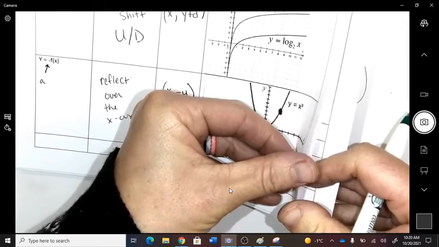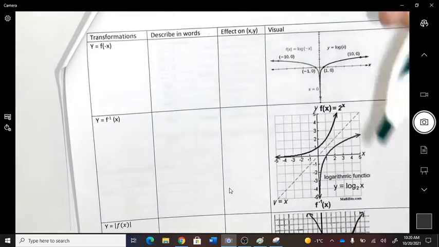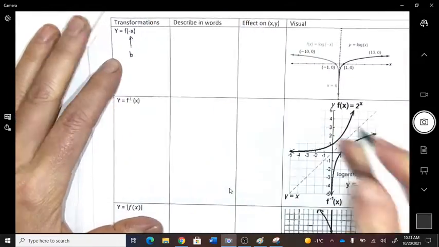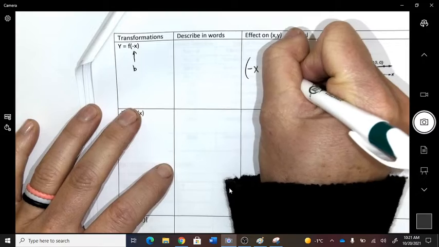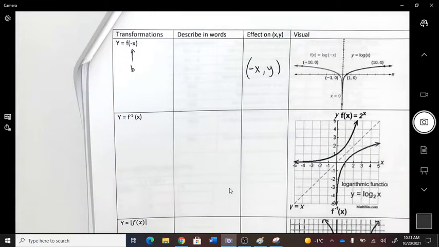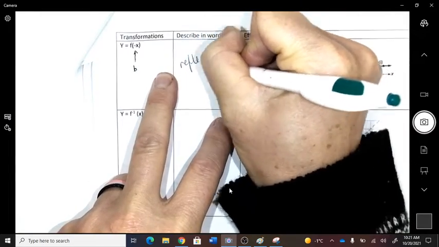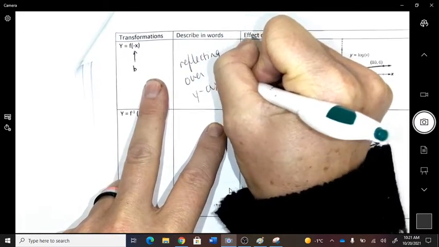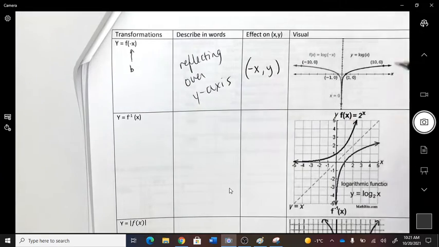Okay, what else we got? Another reflection, another negative. So this time we got a negative in the B position. So the B is on the X. So if you are changing your X values, think about your visual, if you change your X values, now you're reflecting over the Y-axis. So there's an example. Change the X values.